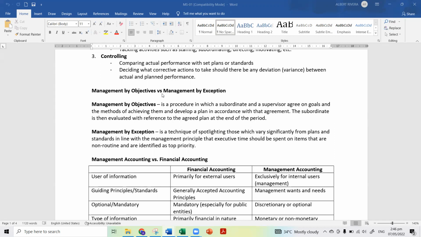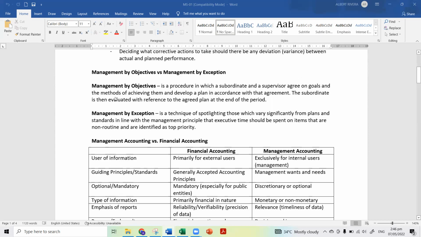Okay. Under this management by objectives, it is a procedure which a subordinate and supervisor agree on goals and the methods of achieving them and develop plan in accordance with that agreement. The subordinate then is evaluated with reference to the agreed plan at the end of the period. Okay, management by exception, ito mas maganda ito.